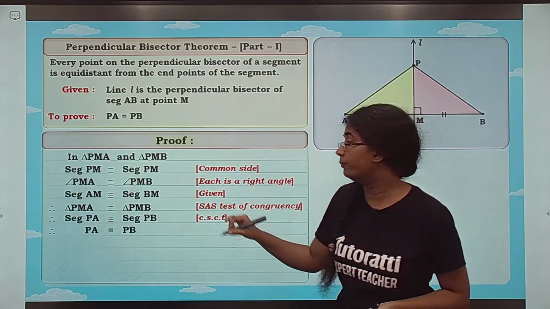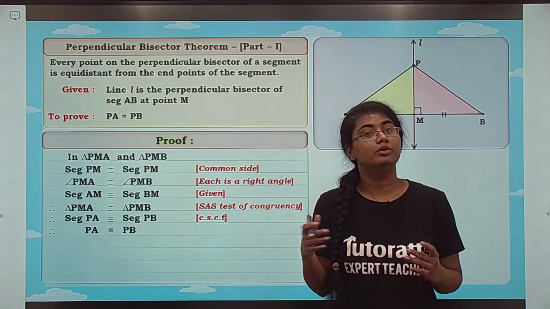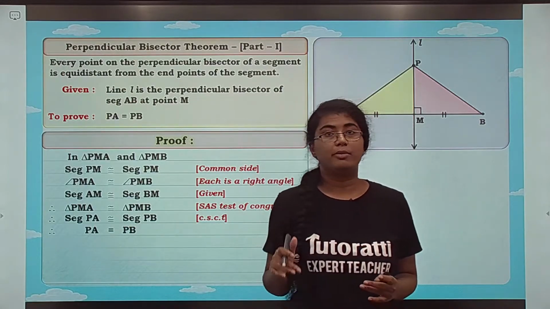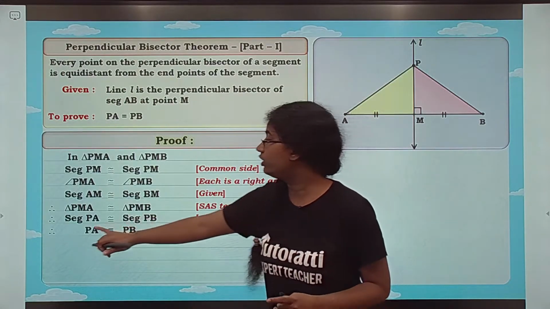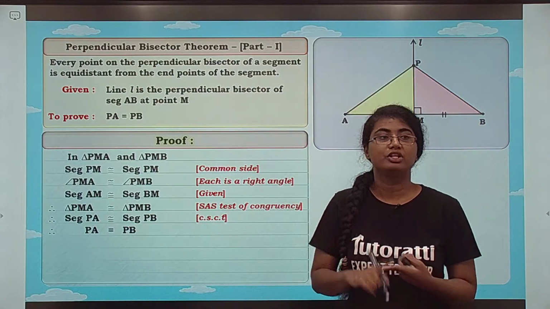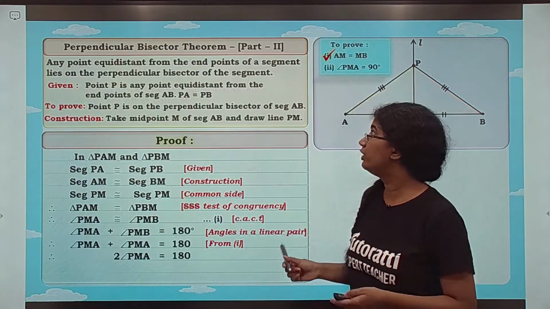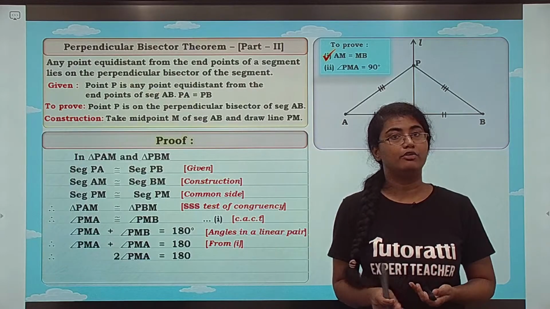So what remains? If the two triangles are congruent, we can say that all the rest of the parameters are congruent as well. So we want segment PA is equals to PB, which is given to us by CPCT. Okay, that was part 1 of your theorem. We'll be doing part 2 and then we'll be done with today's lecture.